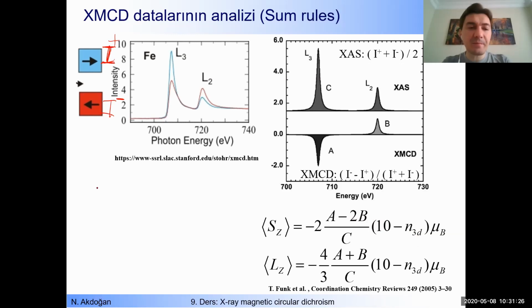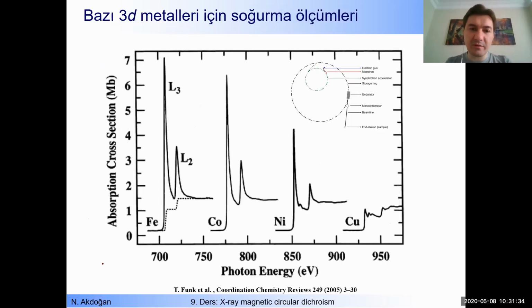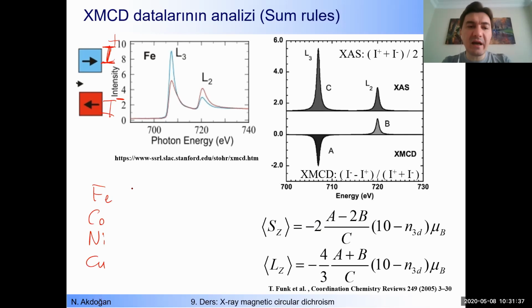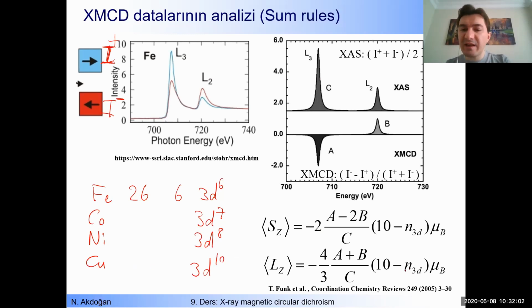Just consider iron, cobalt, nickel, and copper in the periodic table. For the iron we have 26 electrons, and 6 electrons in the 3D level. Okay, so 3D 6. For the cobalt, we have 3D 7. For the nickel, we have 3D 8. And for the copper, we have 3D 10. In case of copper, just put 10 here, 10 electrons in the 3D level.